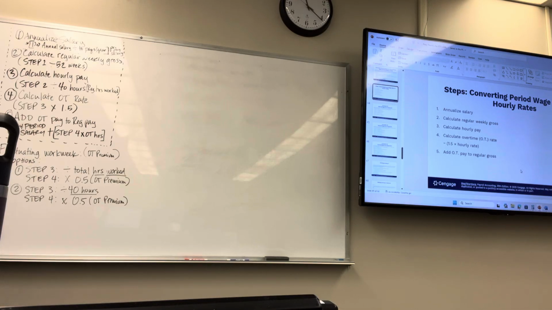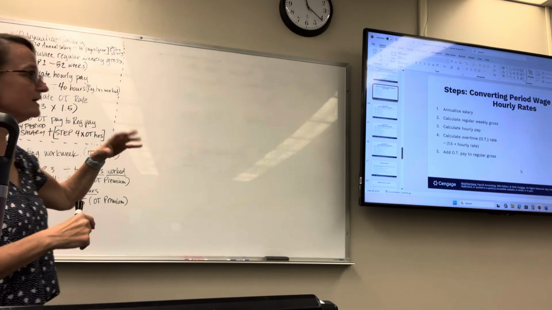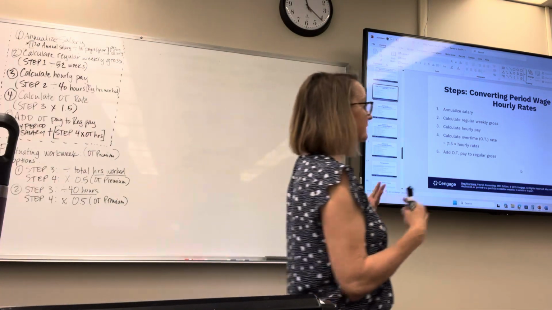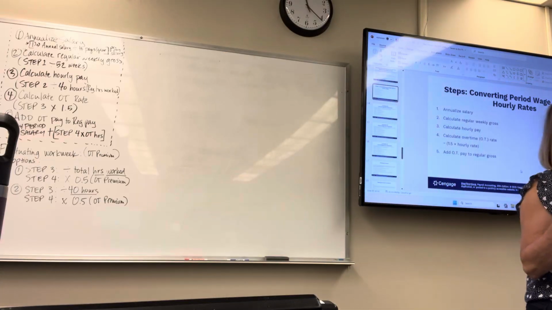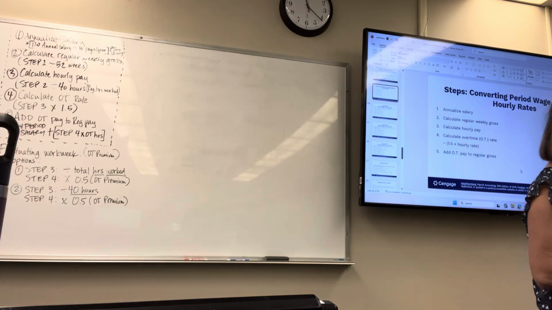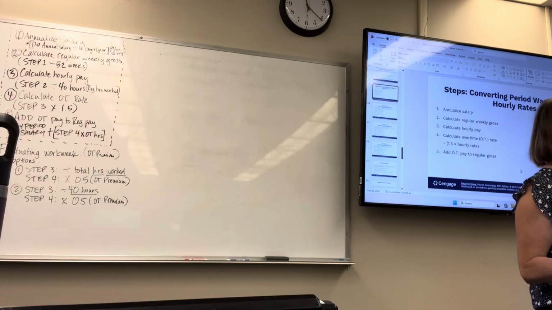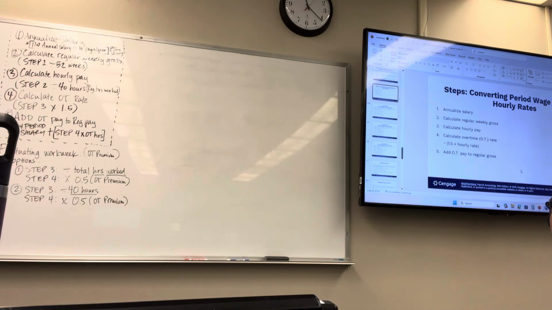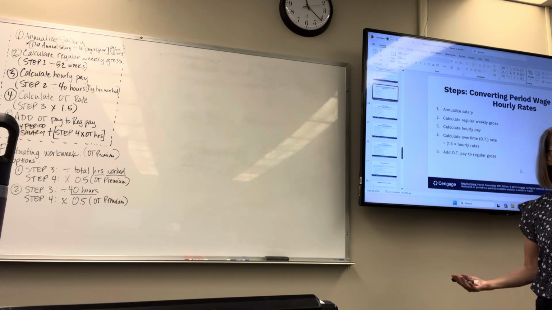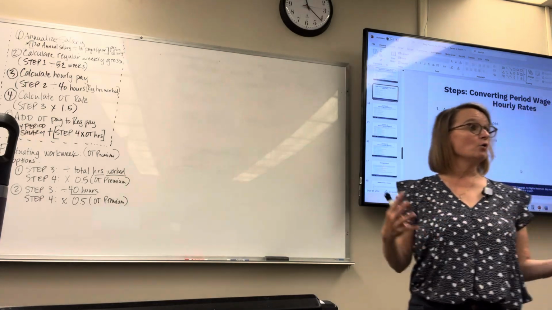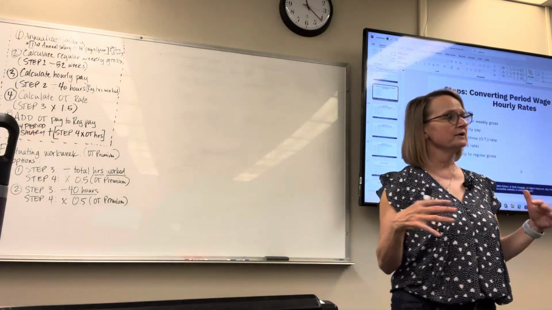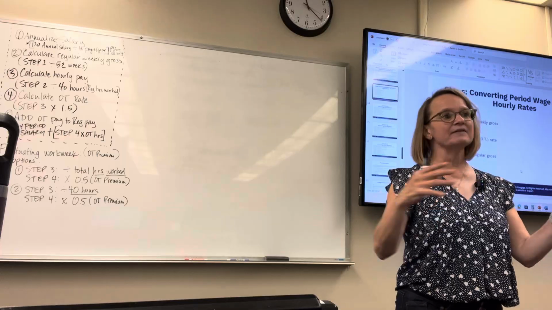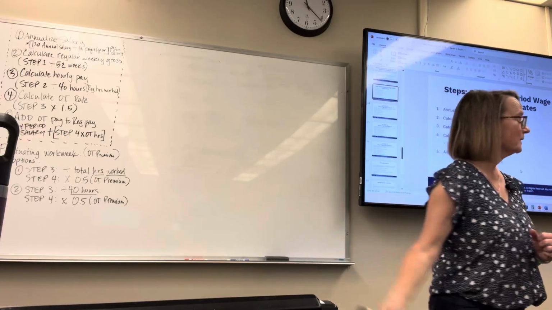But these are the steps when we want to convert a period wage. So that means somebody's paid a certain amount per pay period. Let's say $1,000 on a semi-monthly basis. So twice a month they're paid $1,000. But they're entitled to overtime pay if they worked over 40 hours in a week. How we then calculate what their overtime pay is and add that to their regular salary. Okay?